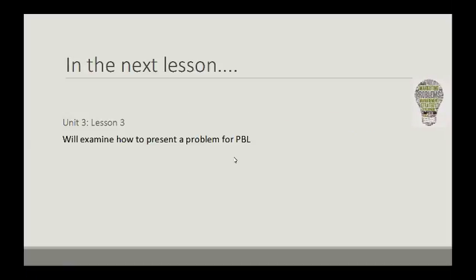In the next lesson, we will examine how to present the problem for problem-based learning, taking into account the problem characteristics and the learner profile.